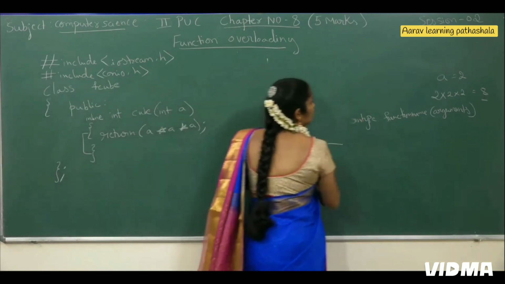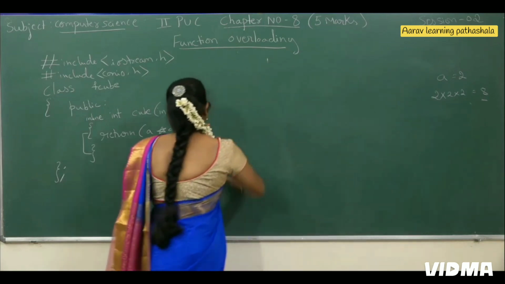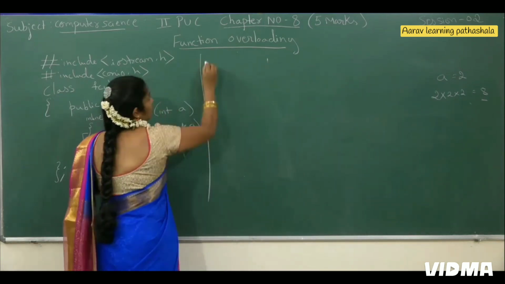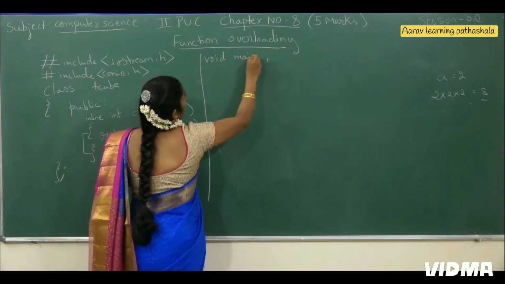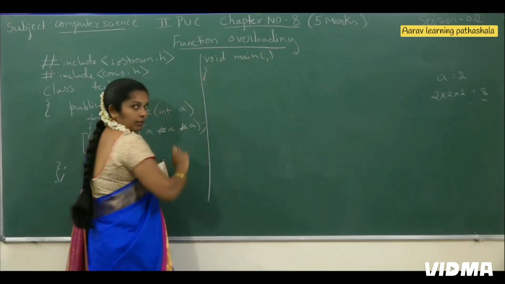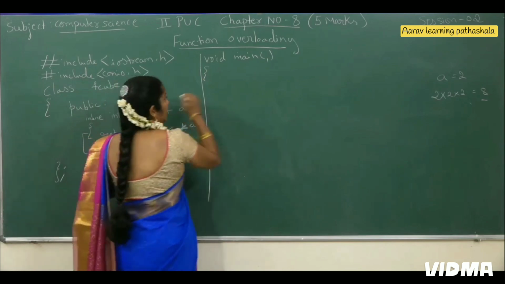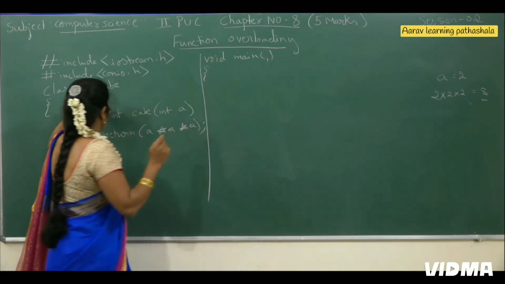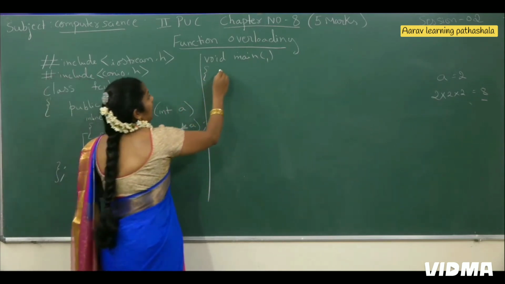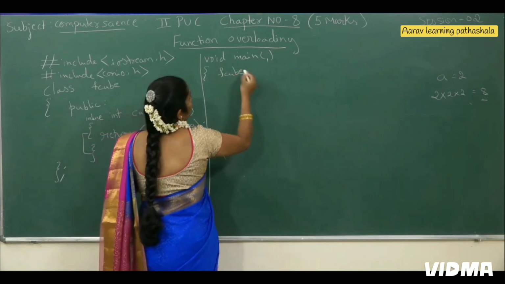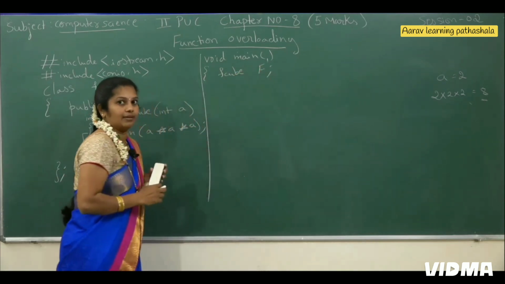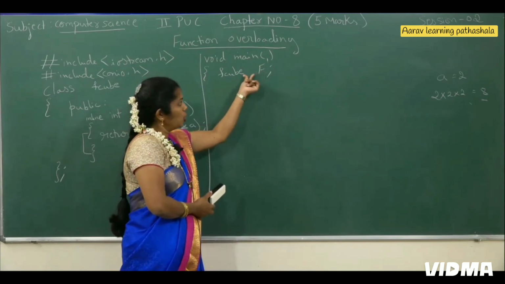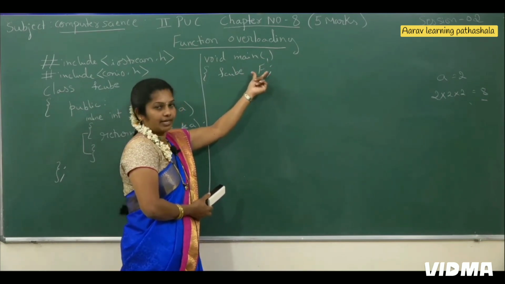Now we have to start with the main program. While writing the program, first we start with void main. Here we will open the main program. Here I have to create the object: f cube, leave one space, then the object name, that is f.